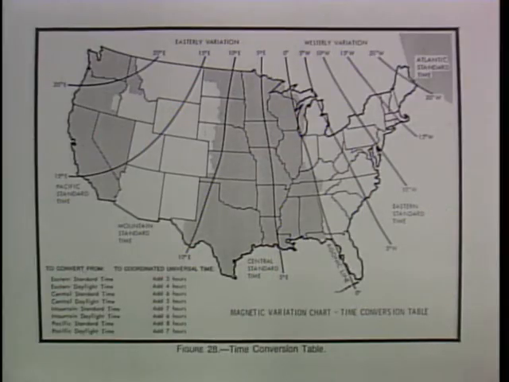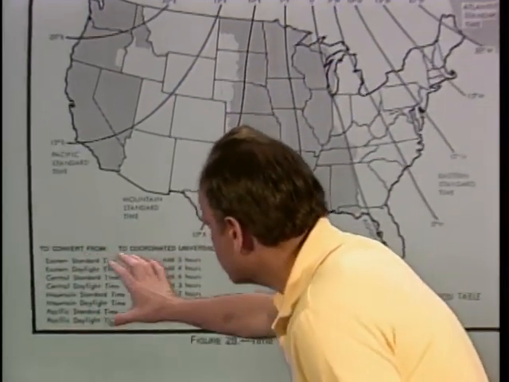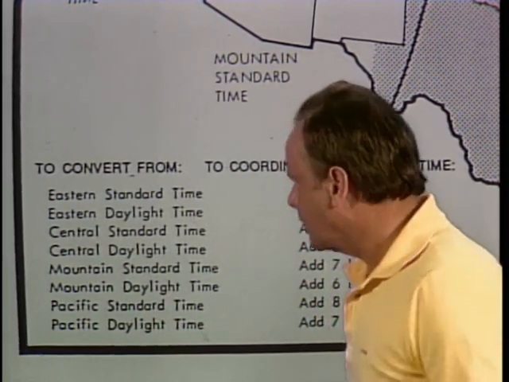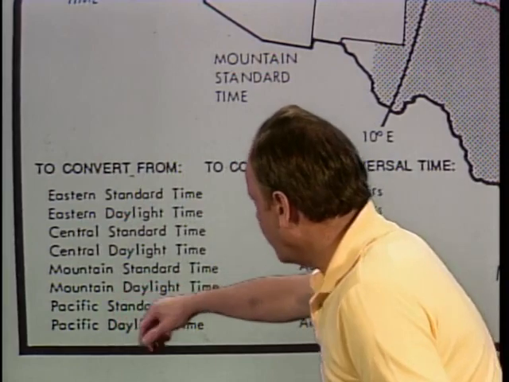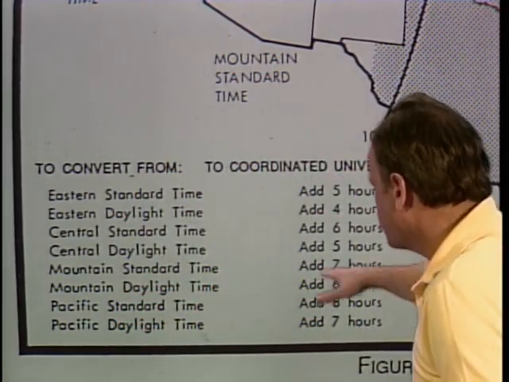Now, let's take a look at figure 28. In the lower left-hand corner, there is a conversion table on figure 28 that the FAA makes available to you to help you solve some problems they're going to ask you about. Let's take a look at the conversion table. First of all, it says to convert from local time to Coordinated Universal Time, you add a certain number of hours.